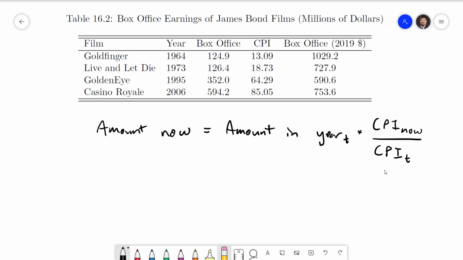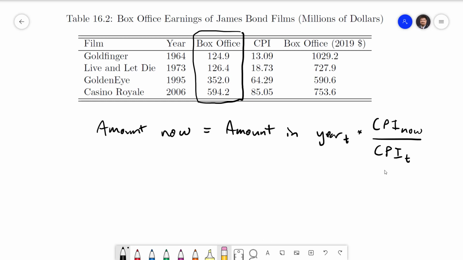To illustrate this concept, let's look at the box office earnings of 4 James Bond movies from 4 different years in the past. If we look at the box office earnings, it looks like Goldfinger made the least money and Casino Royale made the most money. Those box office numbers we see in this column are measured in the current year dollars. So the $124.9 million that Goldfinger made in 1964 is 1964 dollars. That doesn't have a whole lot of meaning to us right now.